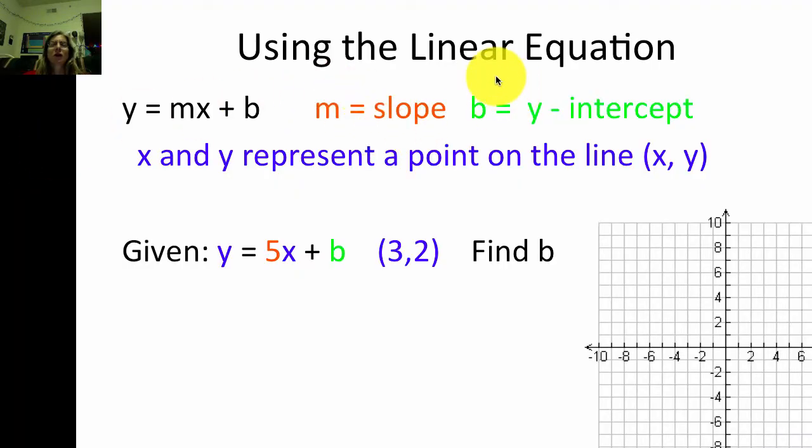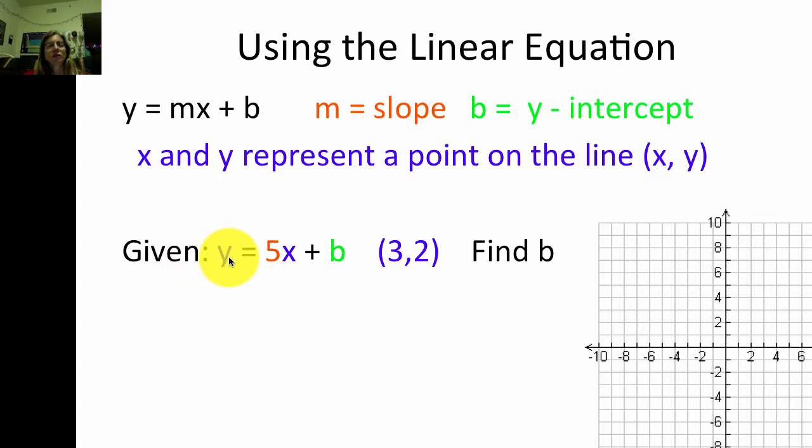Okay, this is linear equation video 2, and I have the same information here as I do on video 1, where this is the formula for a linear equation, which means it's an equation that makes a line on a graph using points, and then the variables mean m equals slope, b is the y-intercept, and the x and y simply represent a point on the line. So let's look at what all that means.